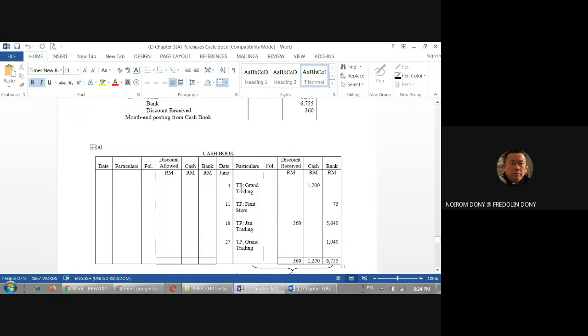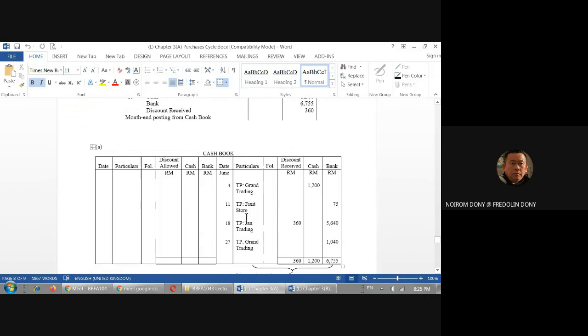So the first one, if you look back at the transactions, payment by cash to Grand Trading. So we record in the cash column 1,200, and then the particular, trade payable Grand Trading. Then after that, paid by check 75 to trade payable Fixed Store. So record in the bank column 75, write down trade payable, and then Fixed Store.